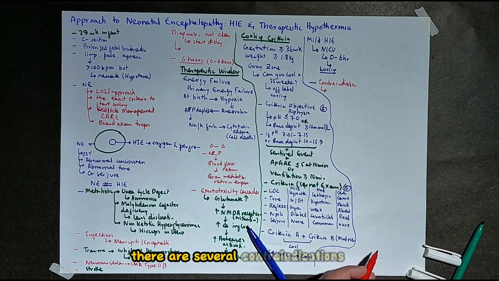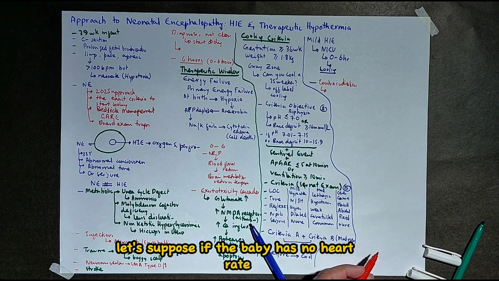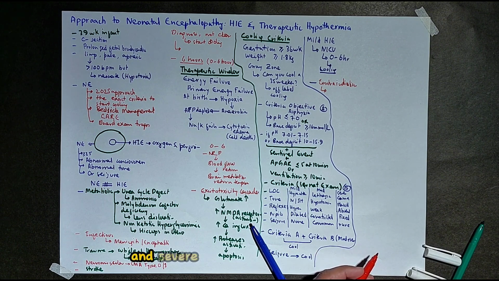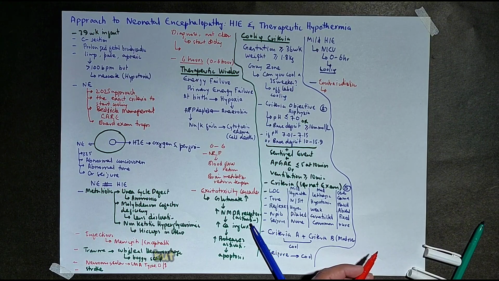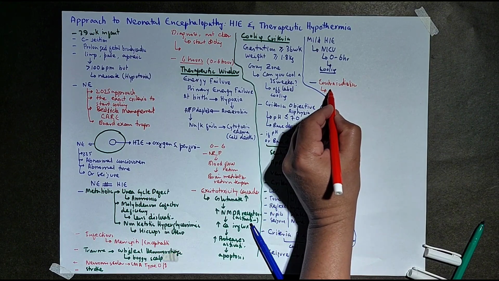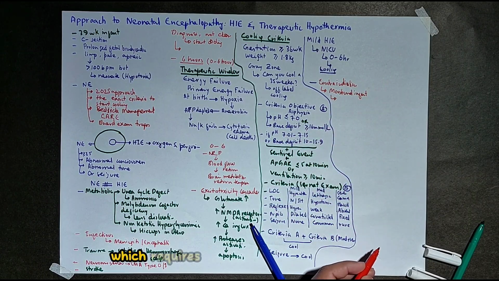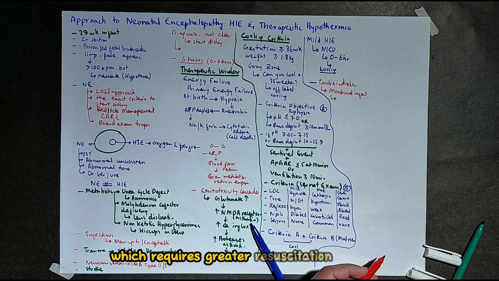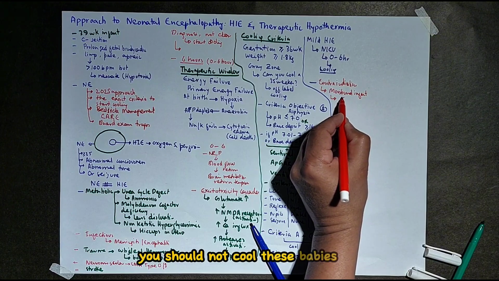There are several contraindications. Let's suppose the baby has no heart rate for greater than 20 minutes and severe refractory hypotension, cooling may just prolong the death. This is a difficult ethical decision, but you have to make it. So, all the moribund infants, which require greater resuscitation time and still have no heart rate or have hypotension, you should not cool these babies.